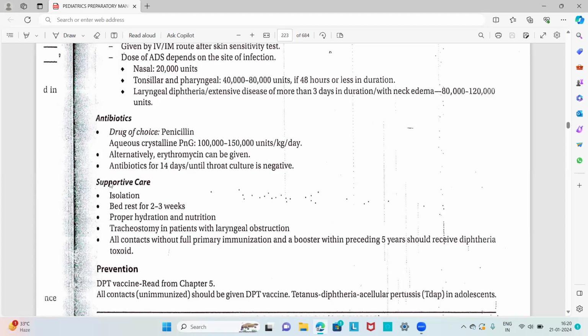Then we have to give supportive care: we have to isolate the child, with bed rest for 2 to 3 weeks. Proper hydration and nutrition should be provided. And tracheostomy in the patient with laryngeal obstruction, because with the laryngeal obstruction the child will not be able to breathe properly. All the contacts without full primary immunization and a booster within the preceding 5 years should receive diphtheria toxoid.